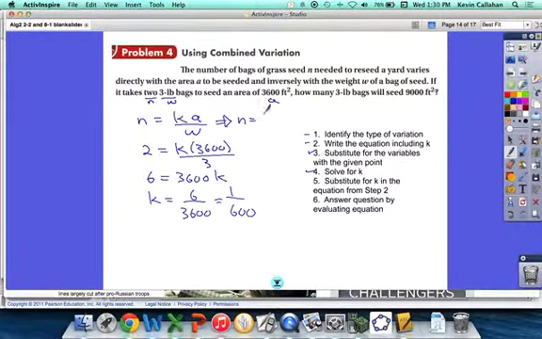N equals 1 over 600 times A over W. You kind of don't even need the 1 there, but that's okay. So we substitute it into that equation. Now we can answer the question. The question is, how many 3-pound bags will seed a 9,000 square foot area?